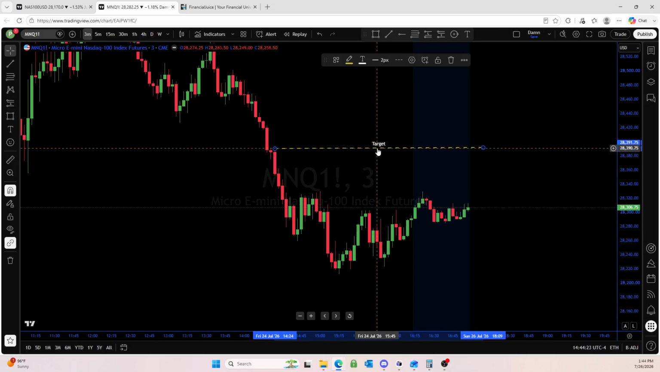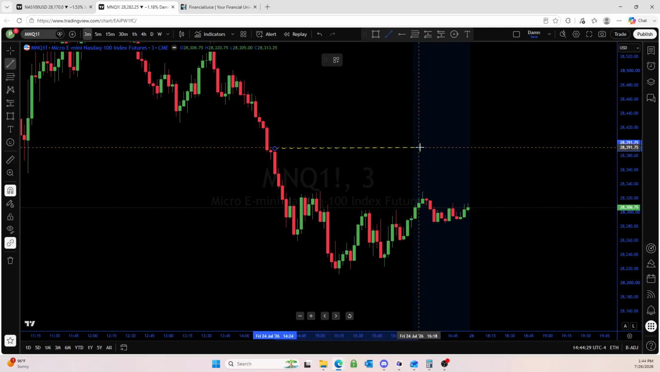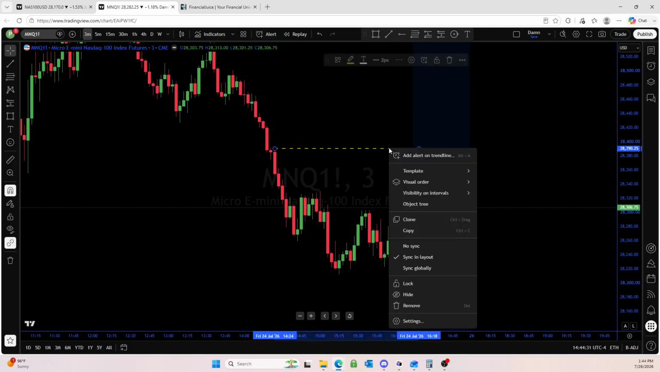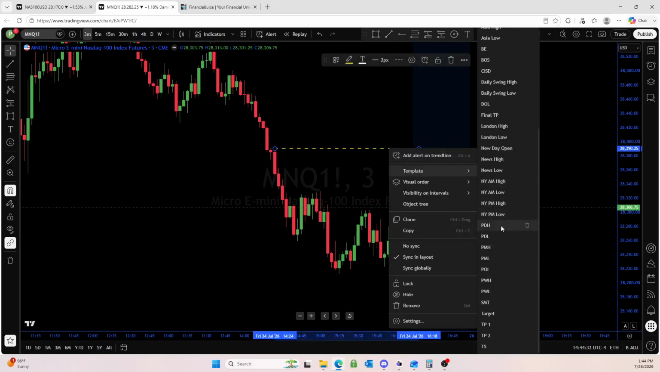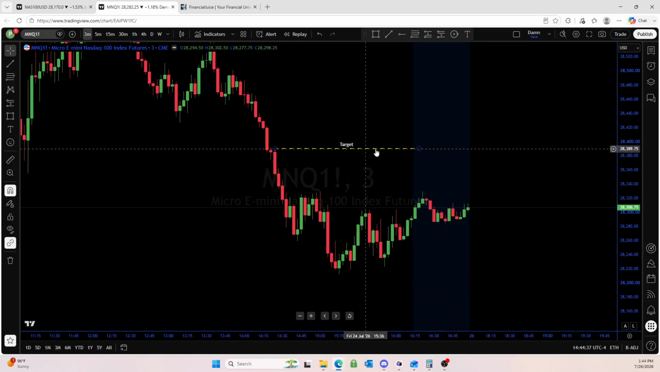And now every time, let's delete this. Whenever I do come in here, make it straight, right click it, template, now you're looking for target, right? So there it is, target, and now it's saved to what you had saved it for. You don't have to change the name and all that every single time. If you have it saved as a template, then you can just go in and use it.